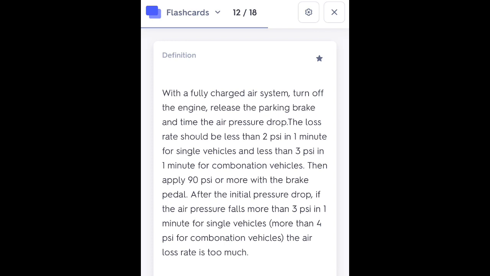Then apply 90 psi or more with the brake pedal. After the initial pressure drop, if the air pressure falls more than 3 psi in 1 minute for single vehicles, more than 4 psi for combination vehicles, the air loss rate is too much.